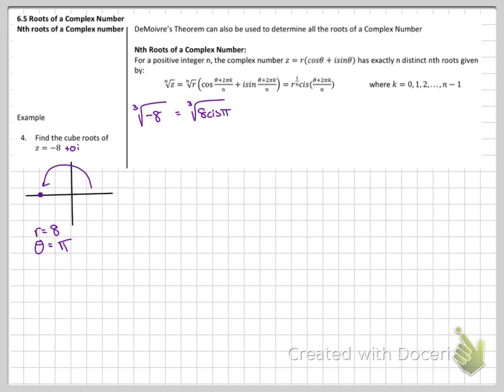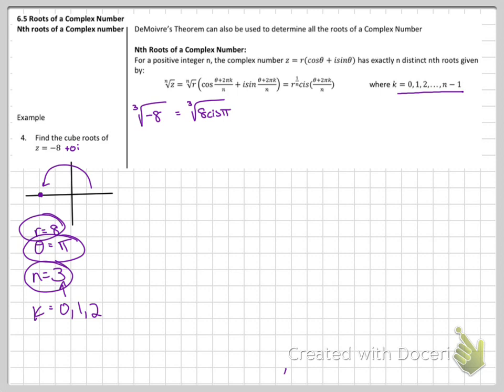Okay, so let's match everything up to our formula. So, r is 8, theta is pi. In our problem, we're doing cube root, so n is 3 for this problem because they asked us to find the cube roots. And then k is all the way up to n minus 1. So since n is 3, k is going to be all the numbers 0, 1, 2. It has to be one less than your exponent, n.